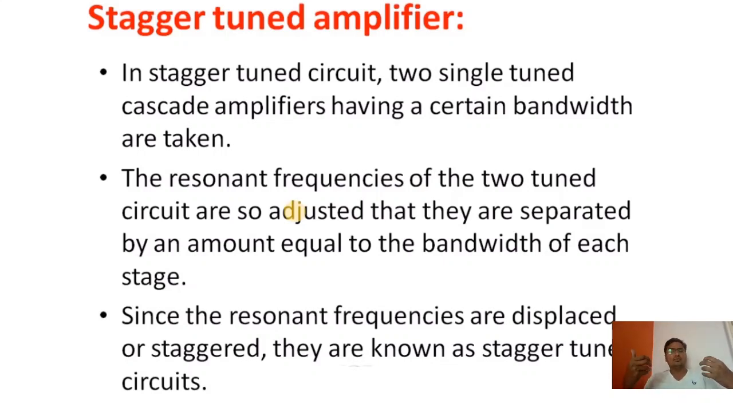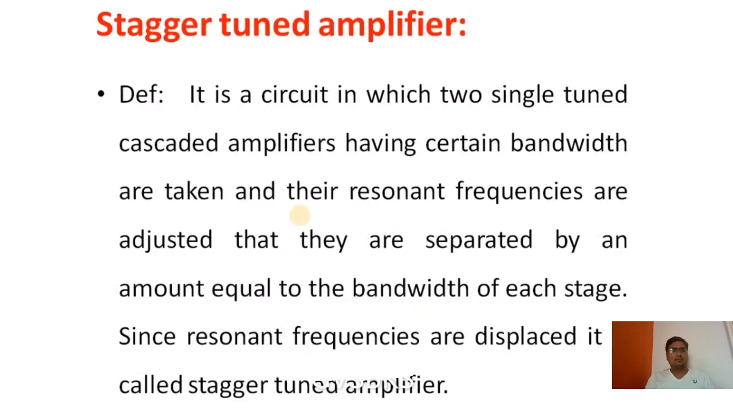Two single tuned amplifiers cascaded with two different resonant frequencies, and the difference between the resonant frequencies equals the bandwidth, and the thing is done. See, the concept is very simple and very clear. Now let's have a summary also. Look at this. If you understand this definition, everything is included in these 3-4 lines. Okay, let me read it for you.